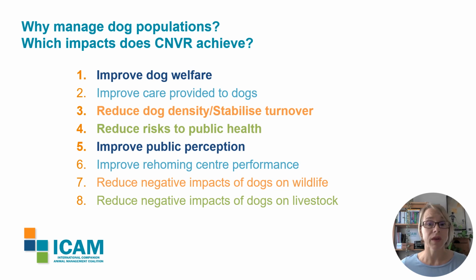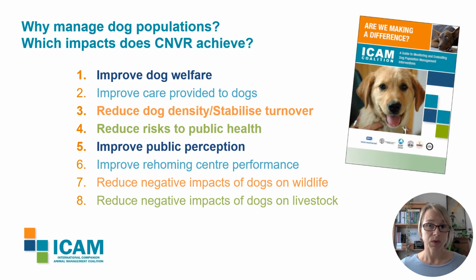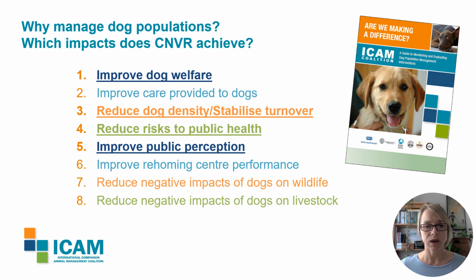I'd now like to talk about impact and how monitoring indicators can help us evidence that impact, which we may need to do for many reasons, including to secure government funding or supportive policies for CNVR, to establish public support for our work, and also to help us learn which of our interventions are working and what needs adaptation or improvement. In this ICAM guidance document called Are We Making a Difference?, we describe 8 commonly stated impacts of DPM systems and provide guidance on how to measure them all. But today, recognising that we're focusing on CNVR, I'm going to hone in on these 4.